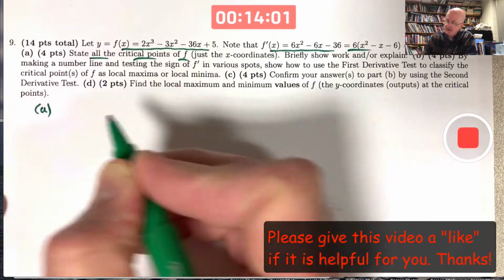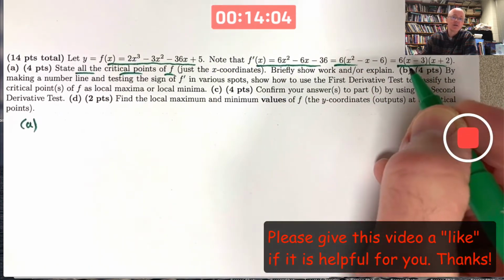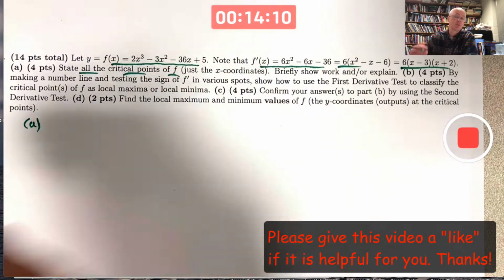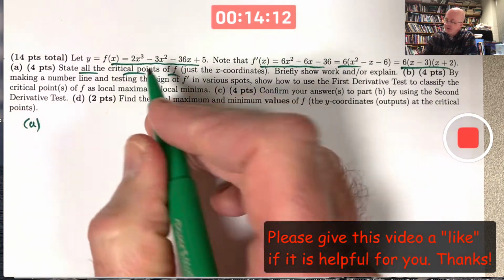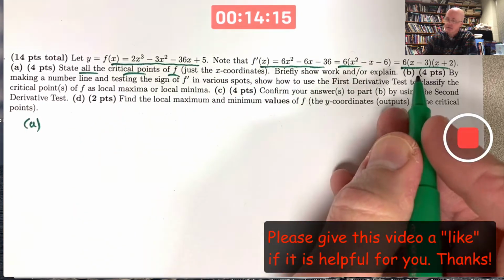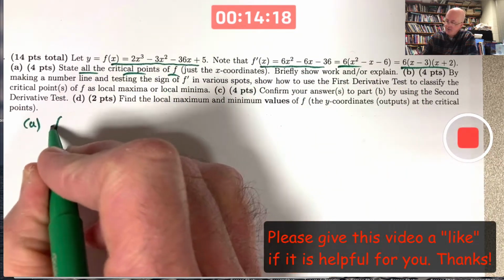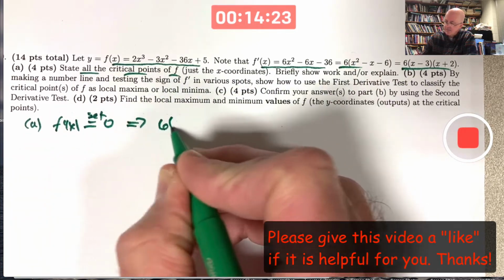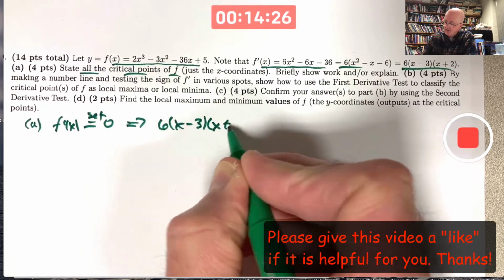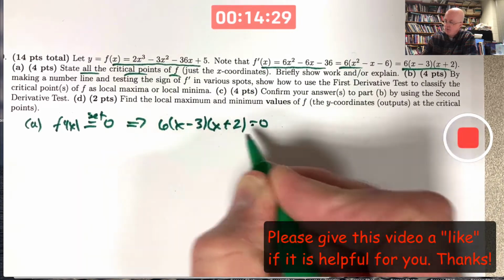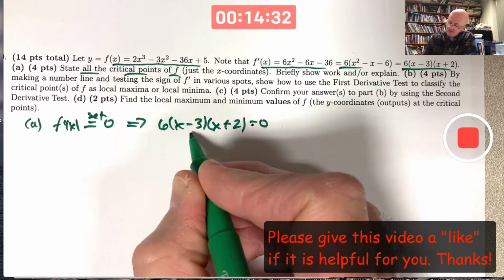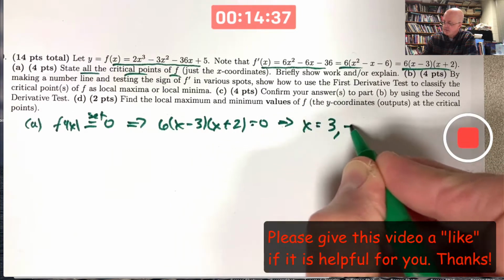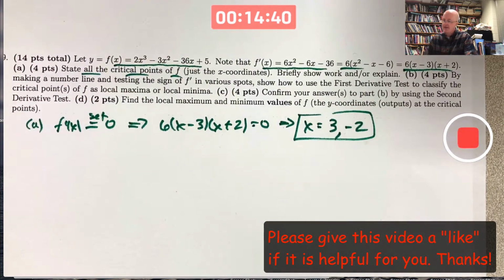All right, part A, state all the critical points. The critical points in general are where your function has a derivative equal to 0 or a derivative that's undefined. With fairly simple examples like polynomials like this, it's going to be where the derivative is 0. So f prime of x, if I set that equal to 0 and solve for x, well, there is the derivative. And the only way this product is going to be 0 is if either x minus 3 is 0 or x plus 2 is 0, which means your critical points are positive 3 and negative 2. Okay, so there's the answer to part A.